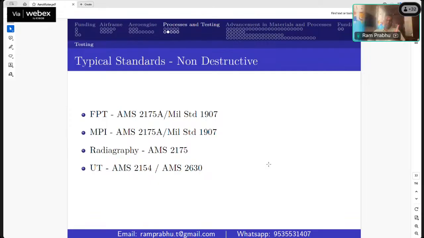There are specifications, AMS, Aerospace Material Specification. With the interest of time, I think I must close at this point. Maybe in the next session, when I get time and a platform, I'll explain the advancements we should explore as researchers to contribute to the field.